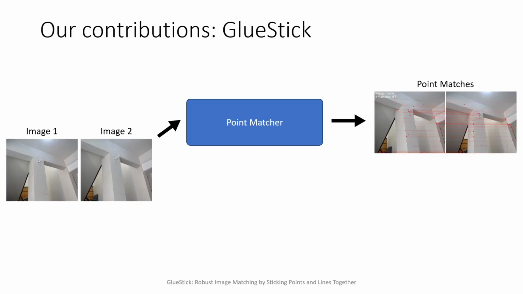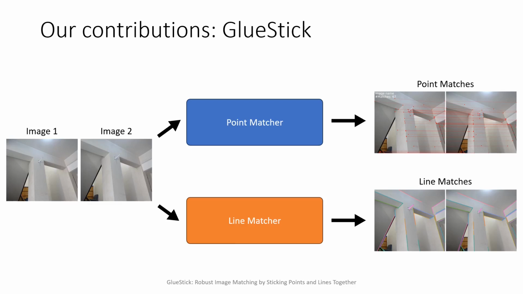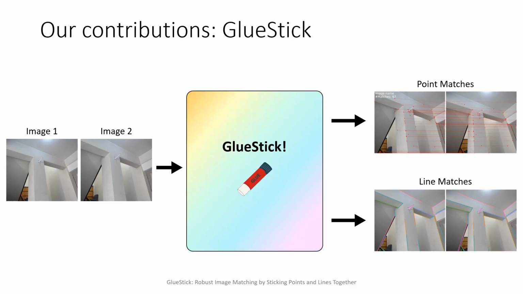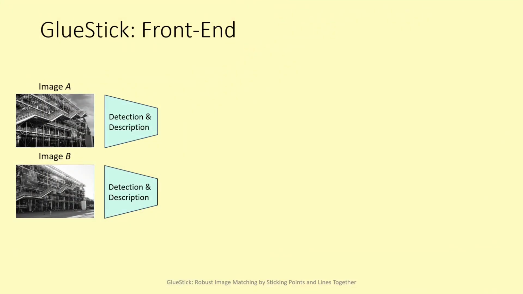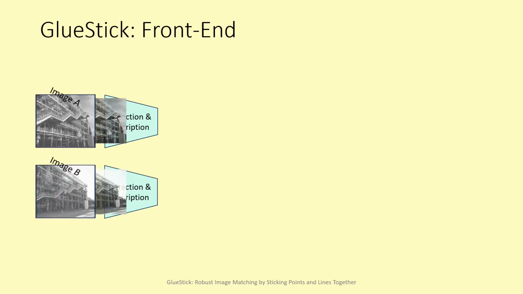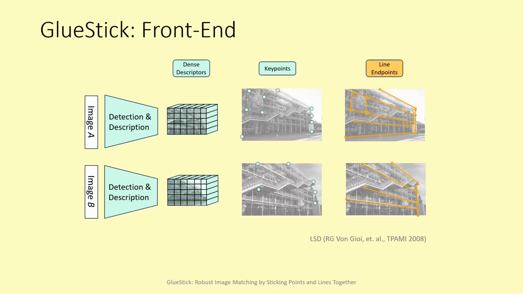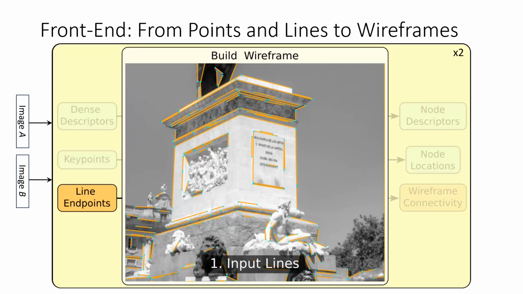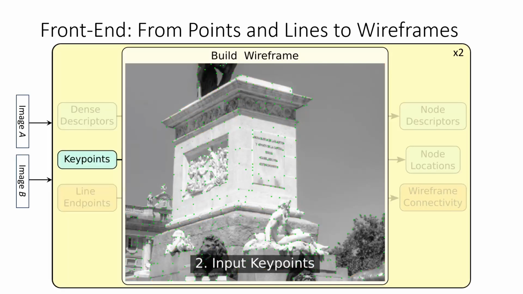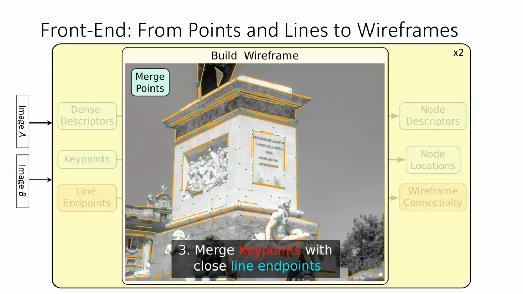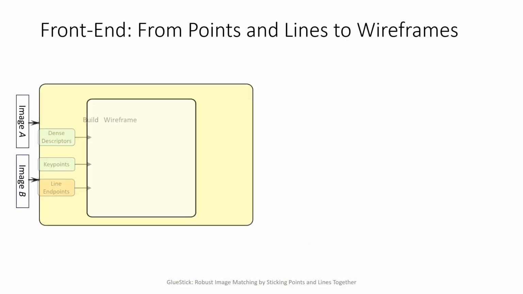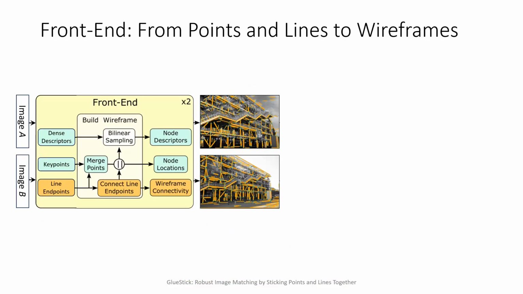The main idea behind GlueStick is to join the point and line matching that was done separately and glue them together. Also, unlike handcrafted methods, we do it in a data-driven approach. We start with two input images. We extract dense descriptors and key points using a CNN and lines using a classical method. Next, we combine them into a wireframe, where we merge line endpoints and key points that are close. They constitute the nodes of our wireframe, and the lines are the edges.